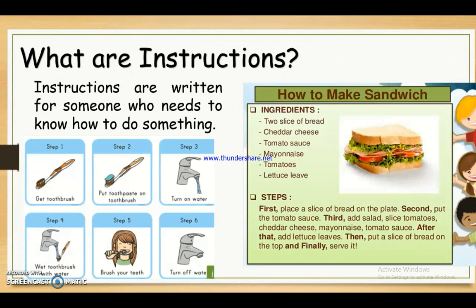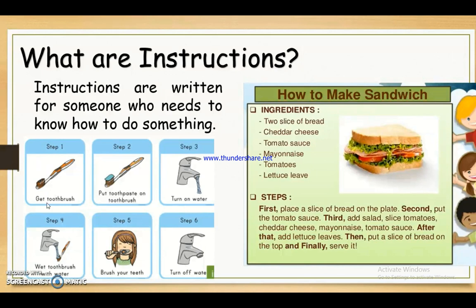Now in this part, what are instructions? When do we need to give instructions? Instructions are written for someone who needs to know how to do something. So you are giving instructions for someone who needs to know how to do something. And here we have steps. This is the first step.